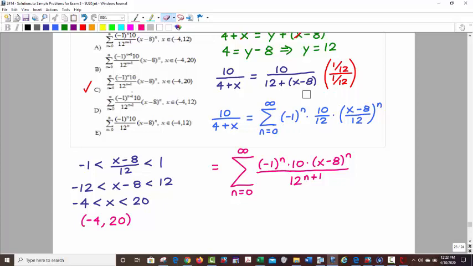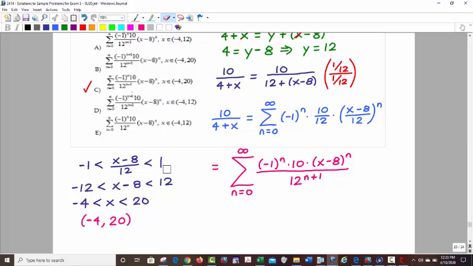So we have the negative 1 to the n, and the a will be just 10 over 12. And then now this becomes x minus 8 divided by 12. So that's going to be your r, your ratio. x minus 8 divided by 12 raised to the n. So we take the inside part, x minus 8 over 12, set it between negative 1 and 1, because that's the convergence for the geometric series.